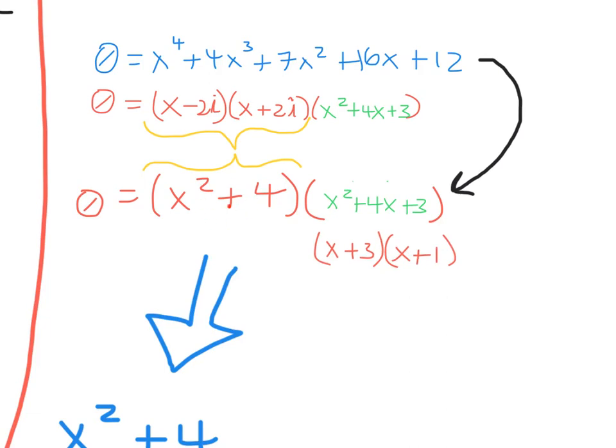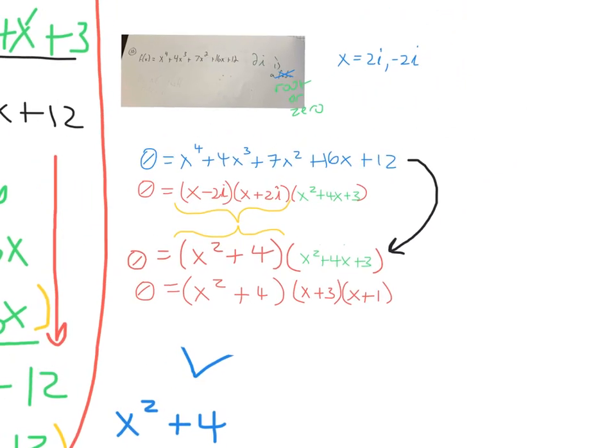And we could drop this one down as well. x squared plus 4 right there. Now we already know from before that this parentheses lets us know that the roots include 2i and negative 2i, but these guys right here let us know that the roots are also negative 3 and negative 1.